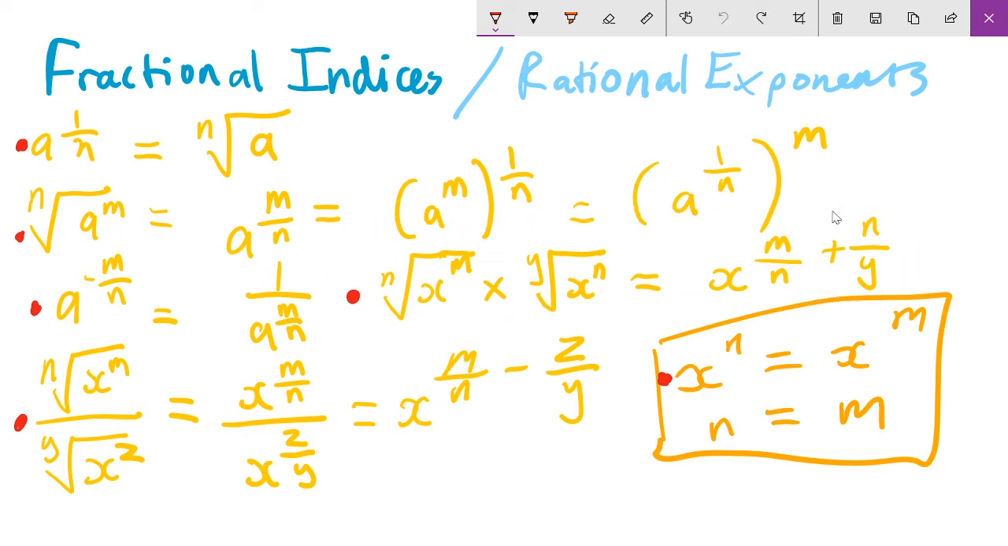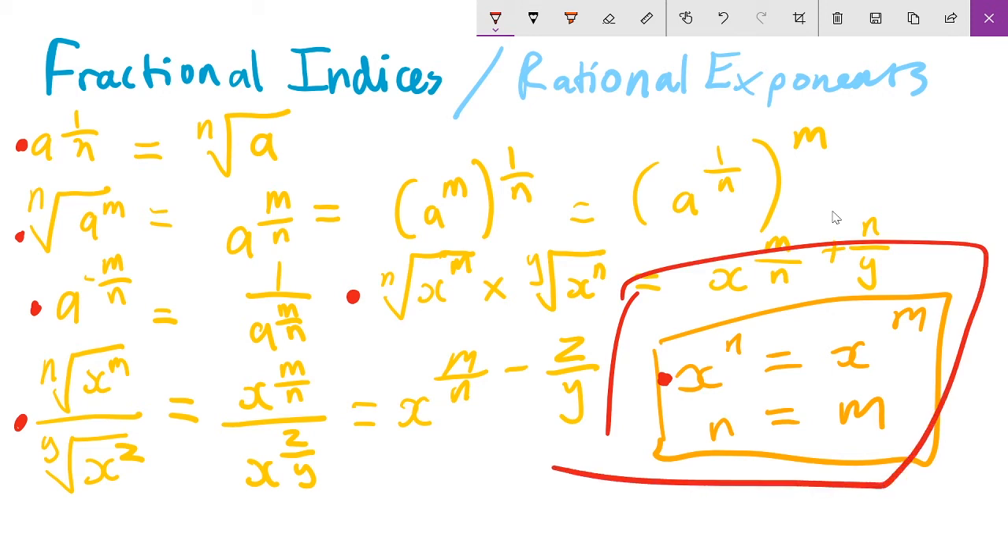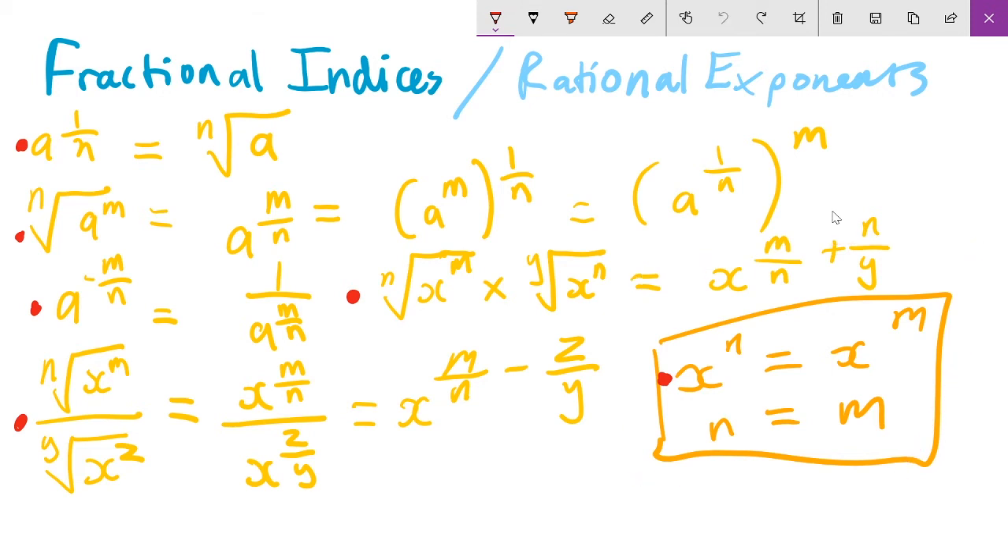And you also have another rule right here. The nth root of x to the m times the yth root of x to the n. You already know you can simplify this into rational exponents, and then you can add them like that. So x to the power of m over n plus n over y.